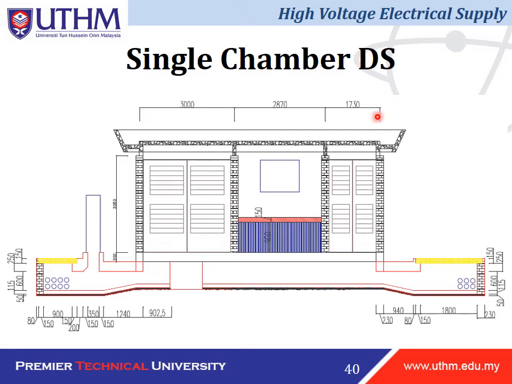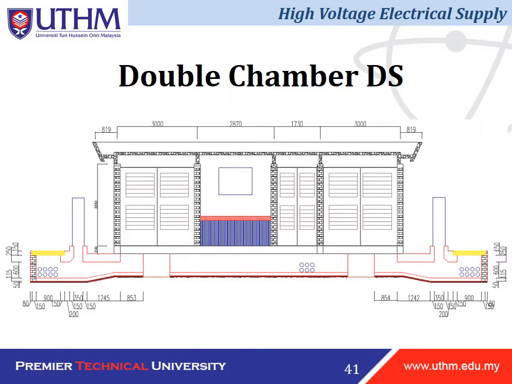Okay, this is the example of the single chamber distribution substation. The layout is like this. We can see from the layout that for the single chamber, only one door is present at the distribution substation. So how about the double chamber? For the double chamber, we have two doors, one here and another one here. The door functions as where the incoming and outgoing supply is connected.